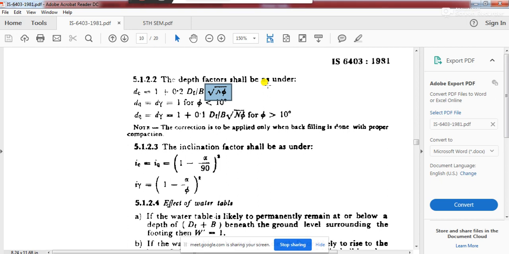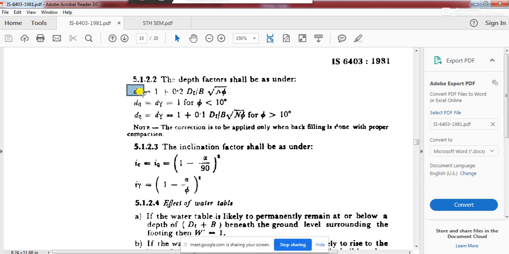I think whatever Sayantan sir is also discussing, you will notice in Rankine's theory also these values will be coming again and again. This tan square 45 degree plus phi by 2, sir has told you. So N phi is tan square 45 degree plus phi by 2. Once you know the phi, you can put the value of this N phi. You know the depth of the footing and the breadth of the footing, so you can calculate the value of DC.